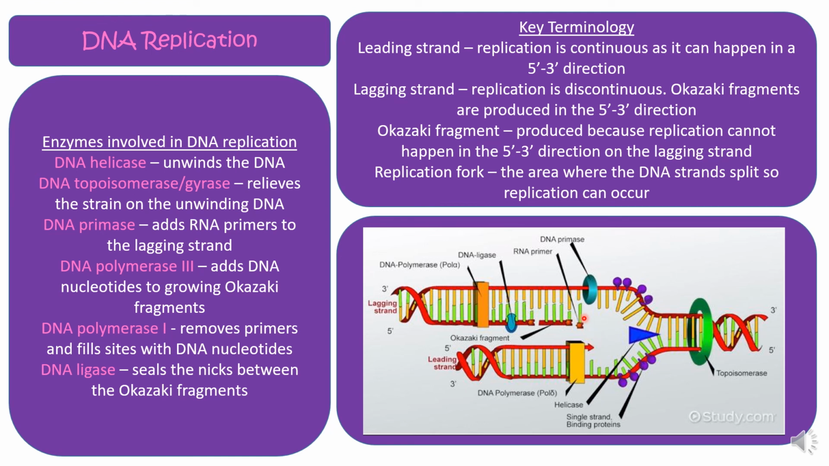And then finally, once you've got all of these Okazaki fragments made, the DNA ligase seals the nicks between the Okazaki fragments in order to make one continuous DNA strand. So the primer attaches, all of the nucleotides attach after that, producing an Okazaki fragment. DNA polymerase removes the primer, replaces it with the DNA nucleotide, and then DNA ligase links all of the Okazaki fragments together.